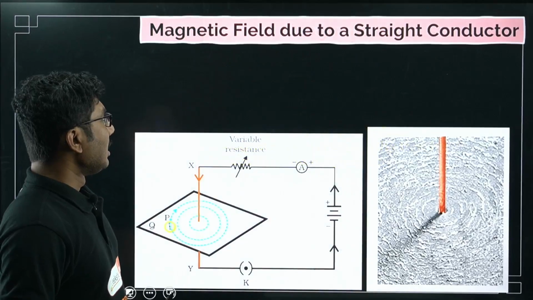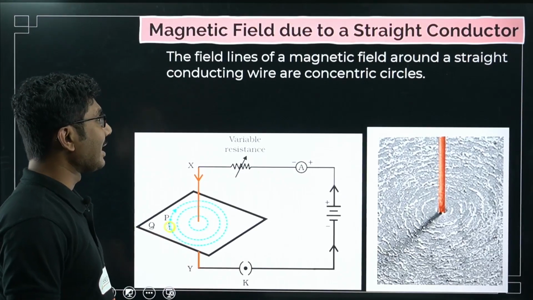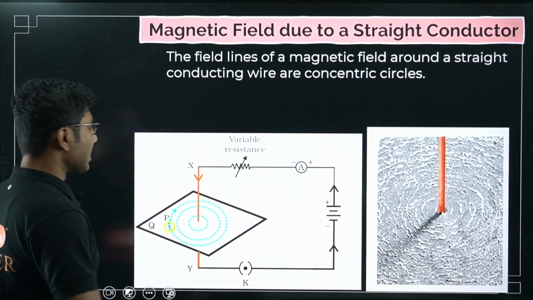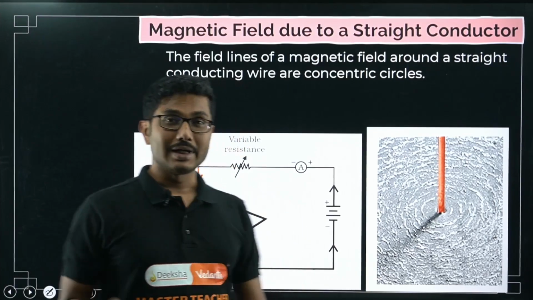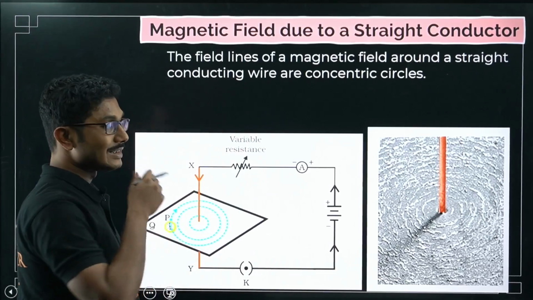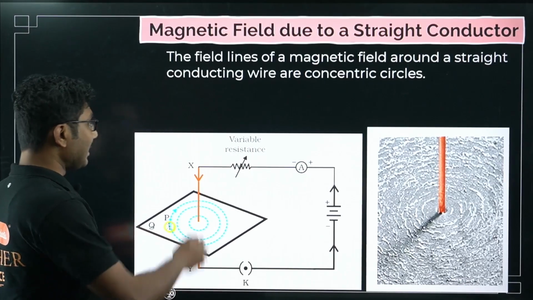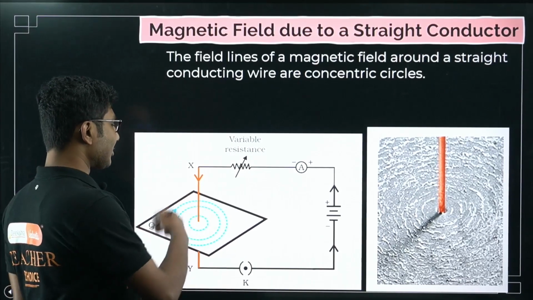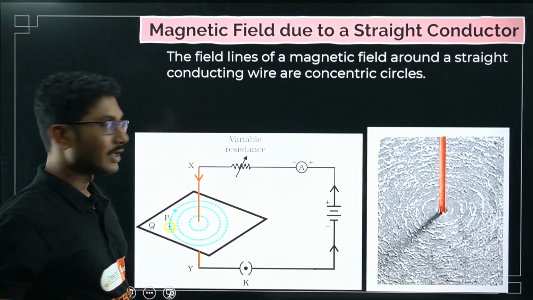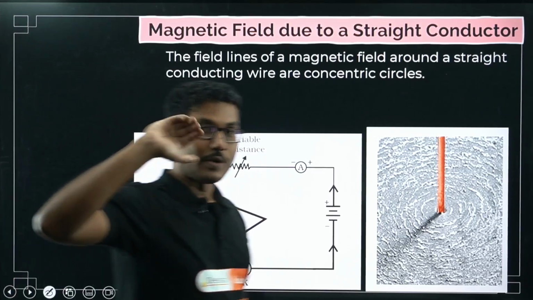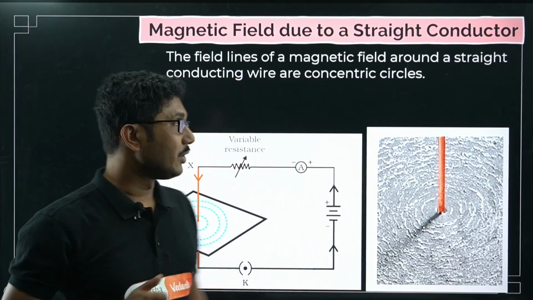Now let's move on. The field lines of a magnetic field around a straight conducting wire are concentric circles. If you are considering a straight wire, as I said, any conductor which is carrying current will definitely have a magnetic field, and the field lines are the representation of that magnetic field and how it is oriented, right? So the magnetic field due to a straight wire is a concentric circle, and to find its direction we point our thumb in the direction of current and then rotate our fingers. Whatever is the direction of our other fingers, that is the direction of the magnetic field. That is the right hand thumb rule, if you remember, right?